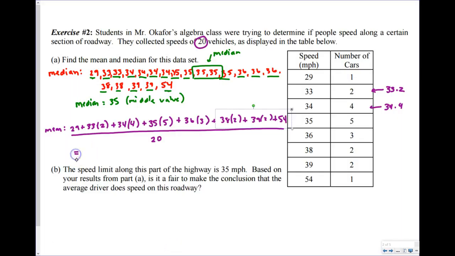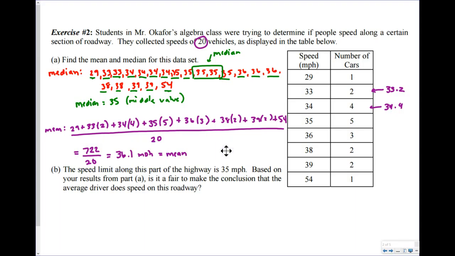When I do this math and add up the top, this is something to do with a calculator. I'm not going to show it by hand on here, but if you put all this in the calculator, you'd have 722 on the top divided by 20. And when you do this in your calculator, you get 36.1 miles per hour. So this is your mean. So my mean, my average speed, is 36.1, but my median speed is 35.